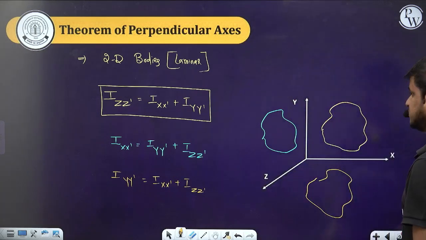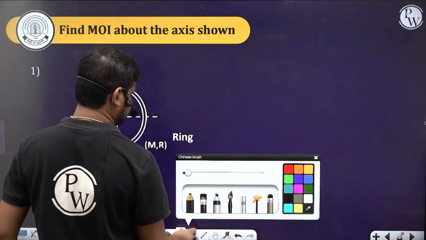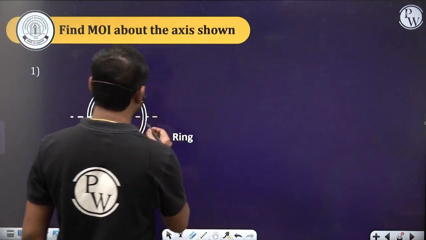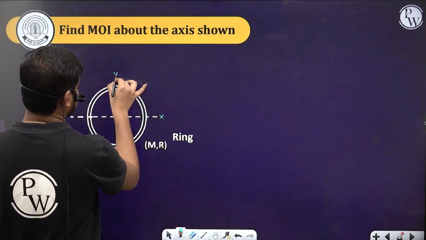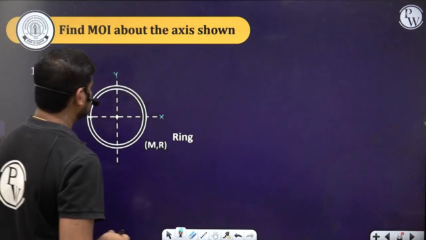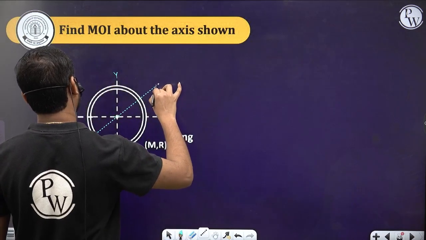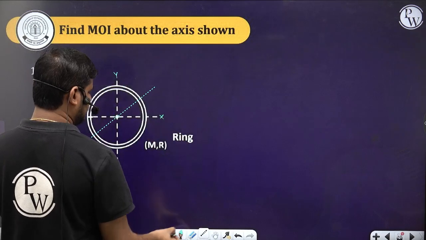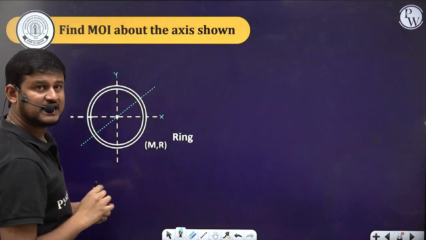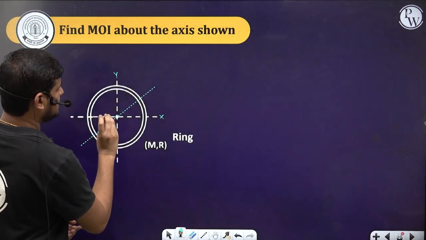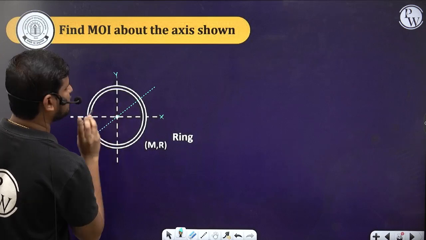Now let's apply this to the question. This is the ring. Let's suppose this is the x axis and this is the y axis. Now I need to find the moment of inertia about this point, so if I draw the line, it will be like this, into the plane. About this axis we need to find.